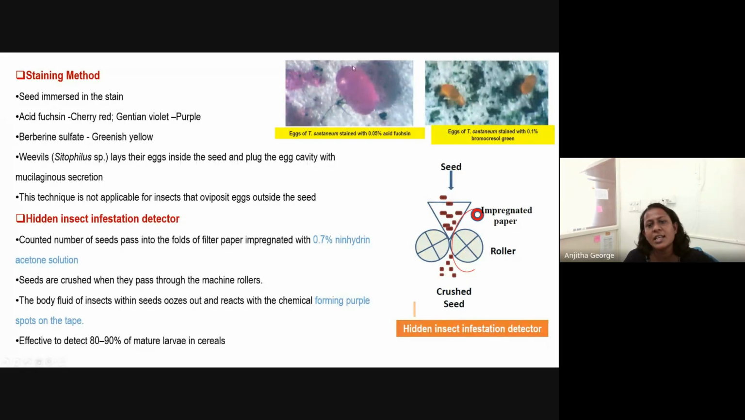So here you can see that this is Tribolium castaneum, that is red flour beetle eggs, which has been stained with acid fuchsin. It has turned to pink, bright pink color, and here it is bromocresol green. So you can make it out that the eggs are there or not.